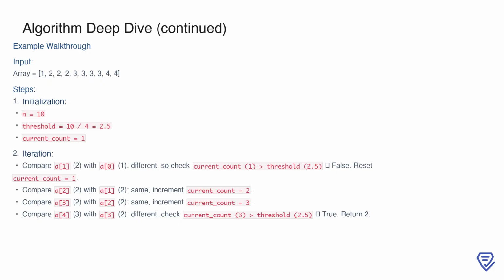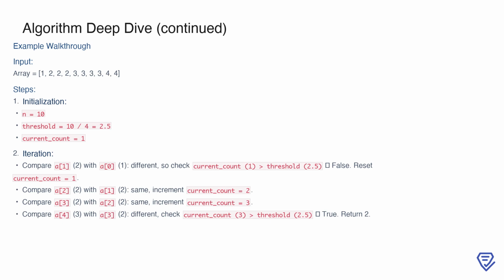During the iteration, we first compare the second element, 2, with the first, 1. Since they differ, we check if current_count, which is 1, exceeds threshold. It doesn't, so we reset current_count to 1 for the next number.